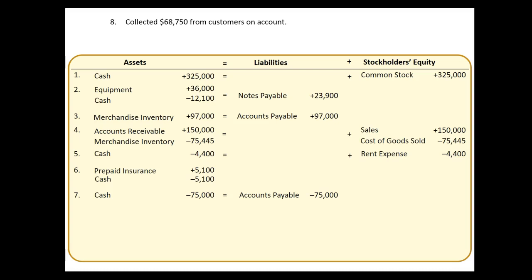Number 8, we collected $68,750 from customers on account. Now remember, this is customers who purchased items but have not paid for them yet. So now they're paying for them. So in this example, we're going to increase our cash by $68,750. And now that they don't owe us that money anymore, we're going to reduce the accounts receivable, which is also an asset account, by the same amount. Again, we balance at the end of this transaction.